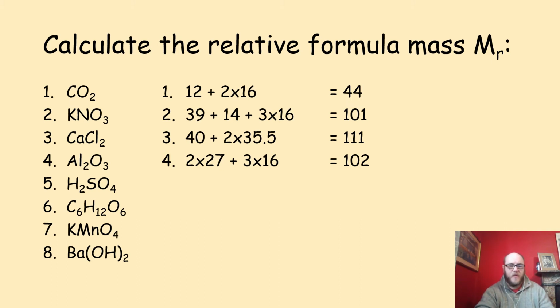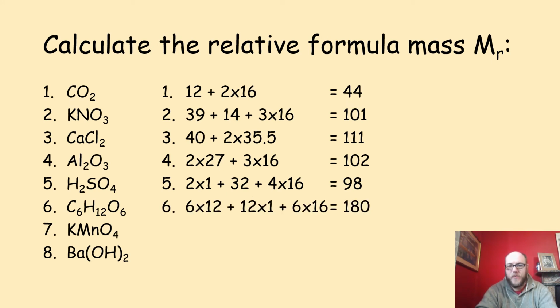Okay, so carrying on then. H2SO4, sulfuric acid, 2 hydrogens, 1 sulfur, and 4 oxygens. So relative atomic mass of hydrogen is 1, relative atomic mass of sulfur is 32, relative atomic mass of oxygen is 16. So we add all of that up, and that gives us 98. C6H12O6, our old friend glucose, that has a relative molecular mass of 180. Potassium manganate has a mass of 158.